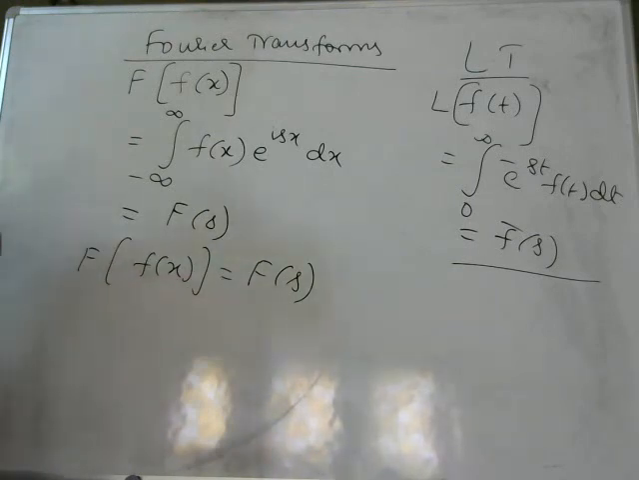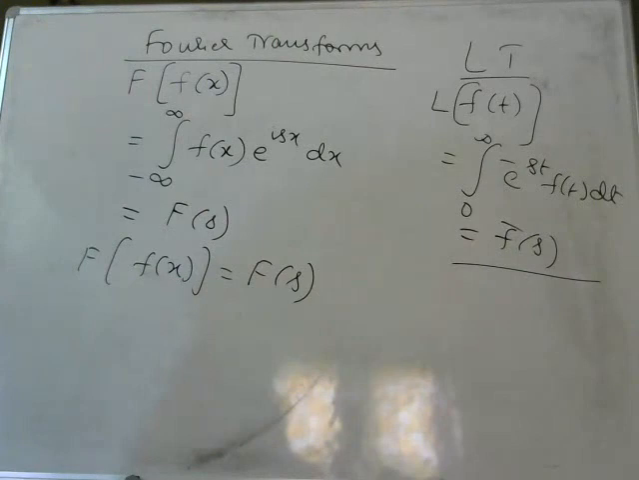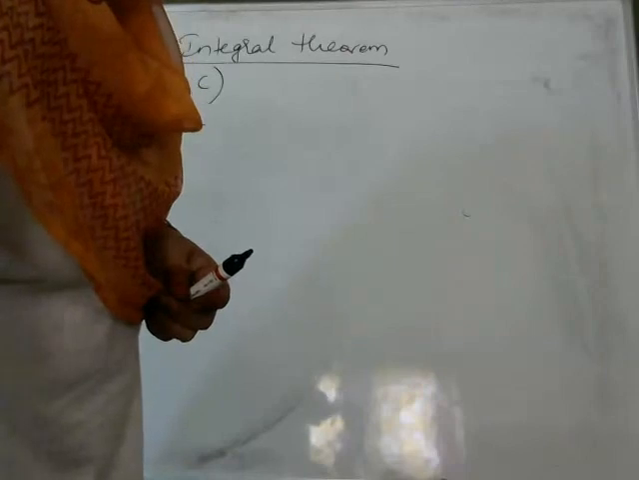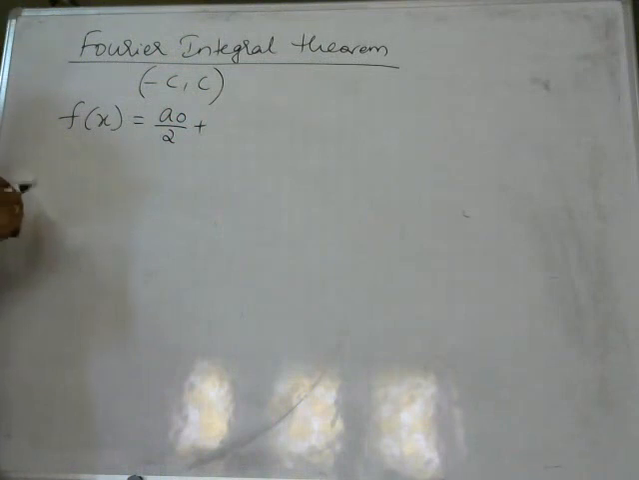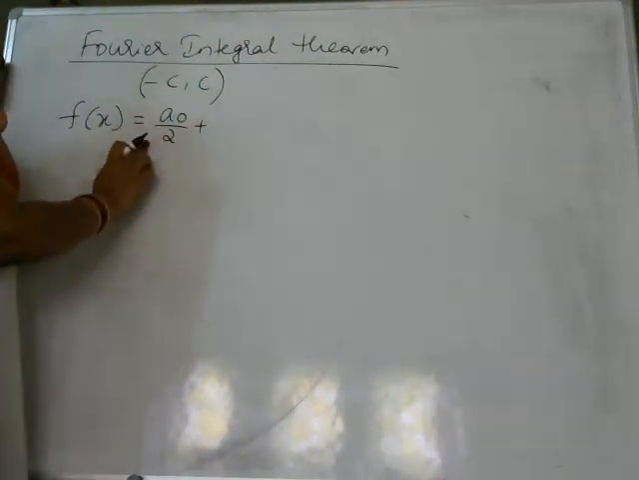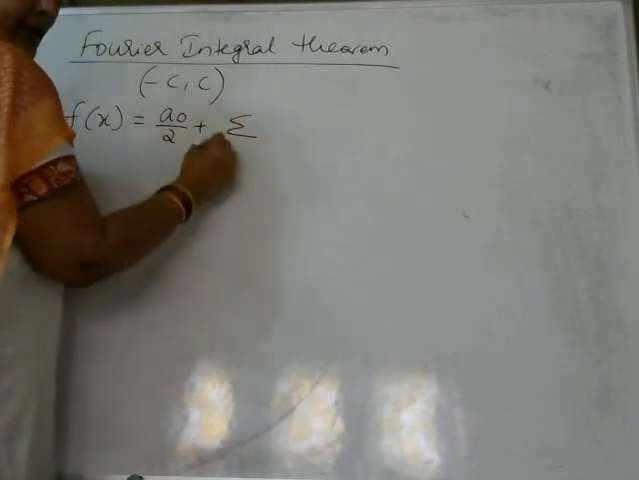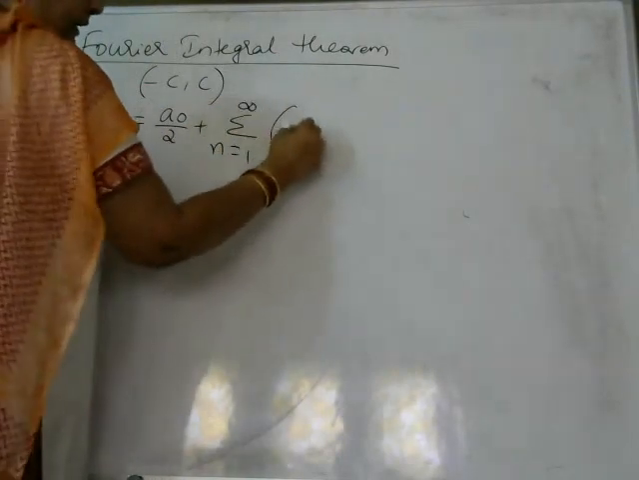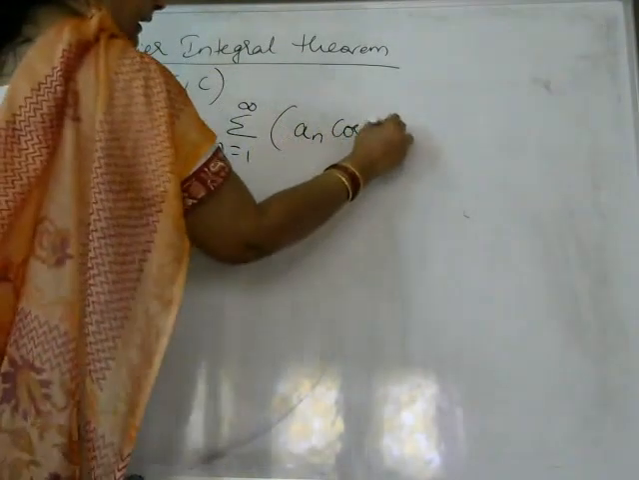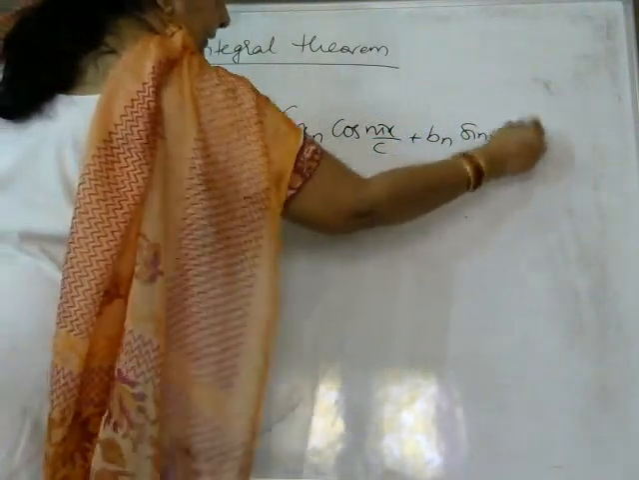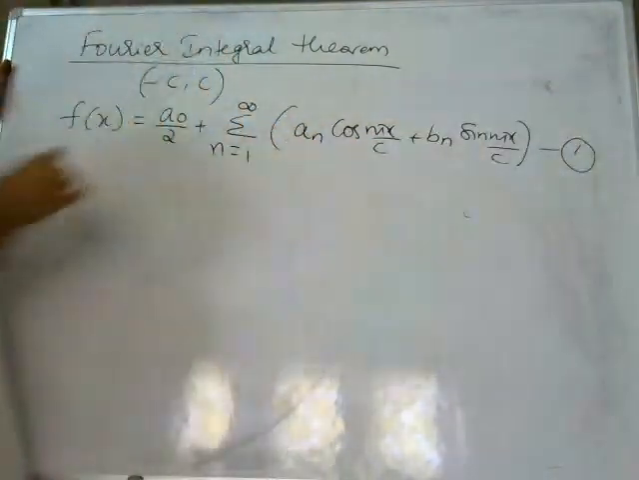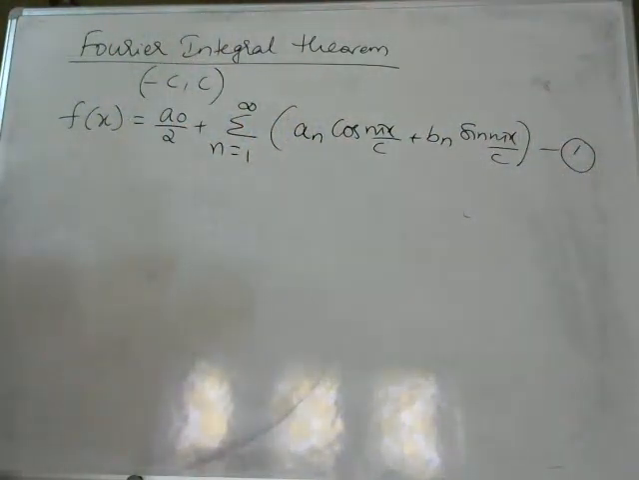We'll start with Fourier integral theorem, which is the first theorem in this concept. A function f of x can be expanded using Fourier series in the interval minus c to c according to this formula. We have seen already a0 by 2 plus sigma n is equal to 1 to infinity an cos n pi x by c plus bn sin n pi x by c. This I'll keep as equation 1. We know actually the values of a0, an and bn also. We are calling it Euler's formula.